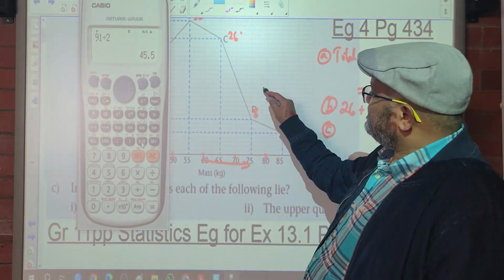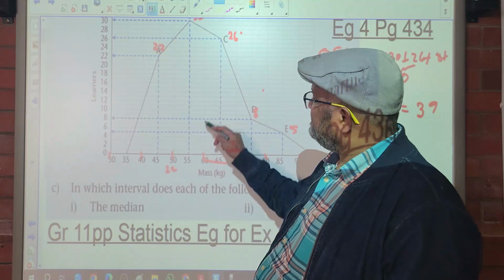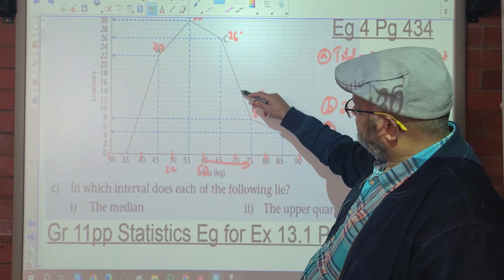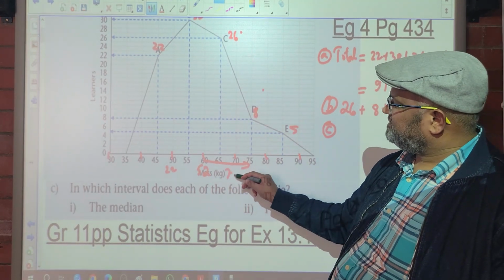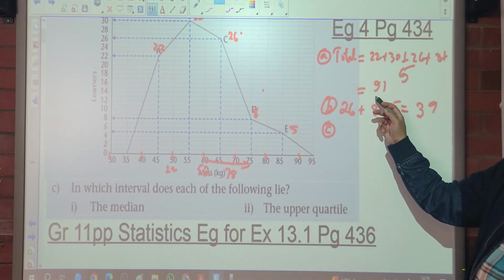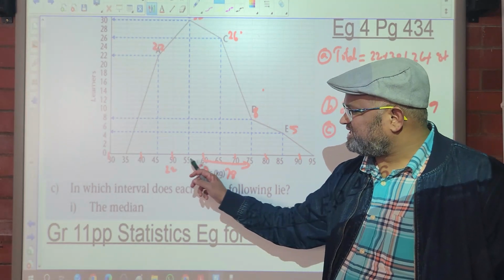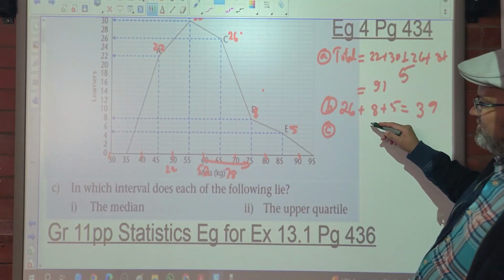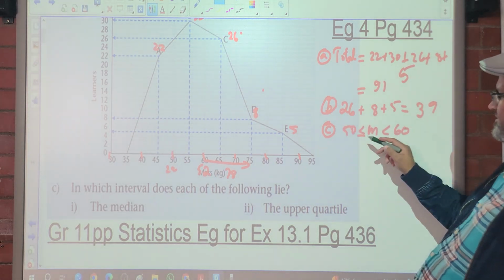So at the end of the first class, how many have I considered? 22. And then 52. And then 52 plus 26 is 78. Can you see that? So 45.5, the 46th person, definitely lies between 50 and 60. Can you see that, people? So in other words, your mass has to be greater than or equal to 50 but less than 60.